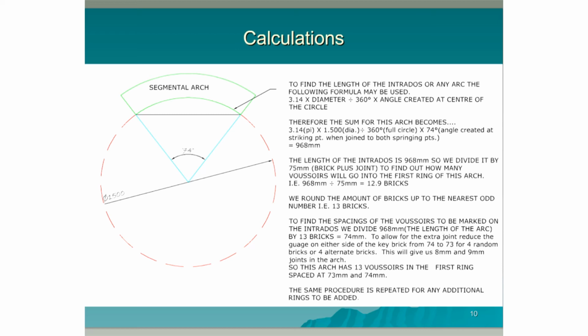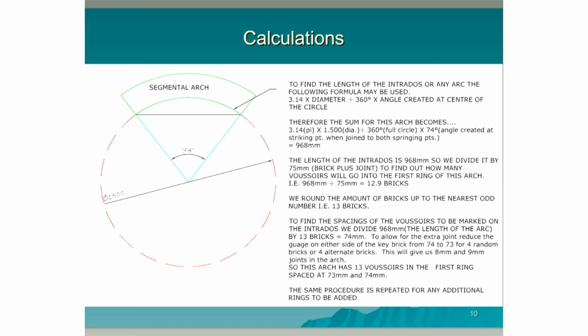So we divide it by 75, which is a brick plus a joint, to find out how many voussoirs will go into the first ring of this arch. So therefore, 968 millimeters divided by 75 mil equals 12.9 bricks. Remember, we can't put a cut into the arch, so we need to round this up to the nearest odd number of bricks, which is 13 bricks. To find the spacing for the voussoirs to be marked on the intradose, we divide the length of the curve, which is 968 mil, by 13 bricks. This gives us 74 millimeters.